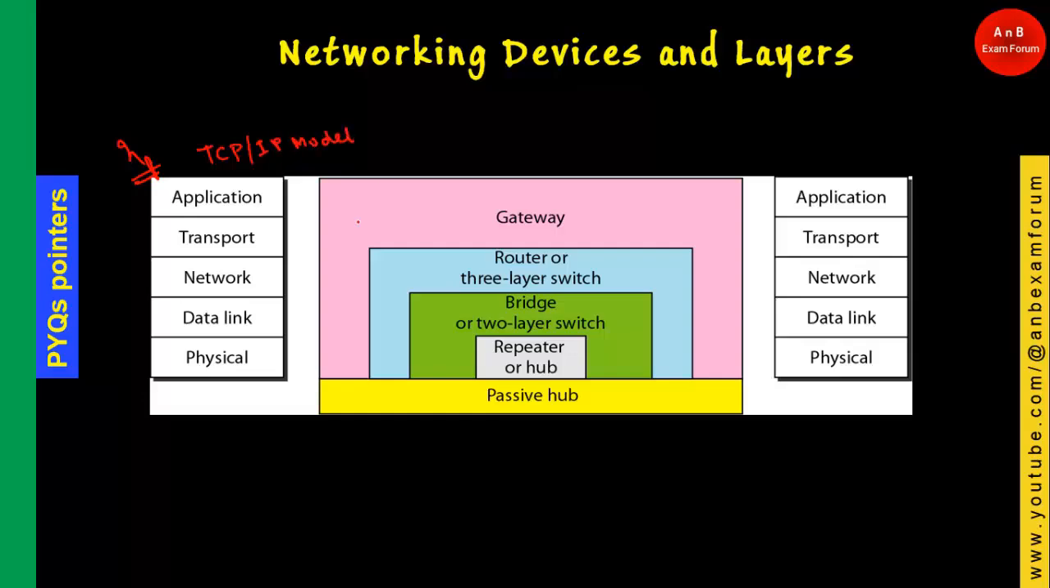And he can ask you in many ways. For example, he can ask at what layer a gateway operates. Your answer should be that it operates at all the layers. You can see the pink color, it is operating at all the layers. Similarly, a router works from the physical layer and data link layer up to the network layer. The topmost layer is the network layer. Similarly, a bridge mainly operates at the data link layer, but it has to pass through the physical layer, and repeaters or hubs work only at the physical layer. So the layers and the networking devices you should remember.